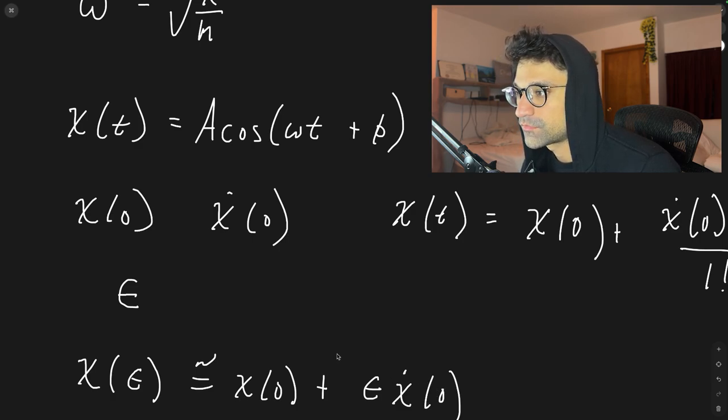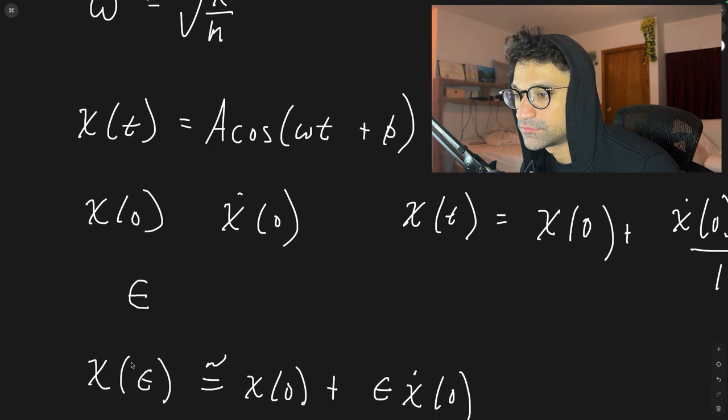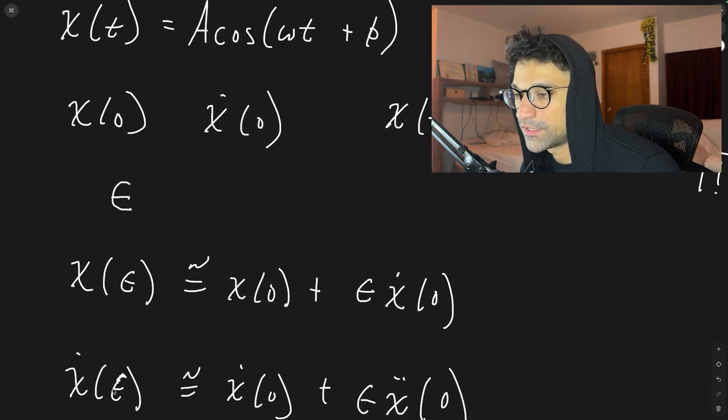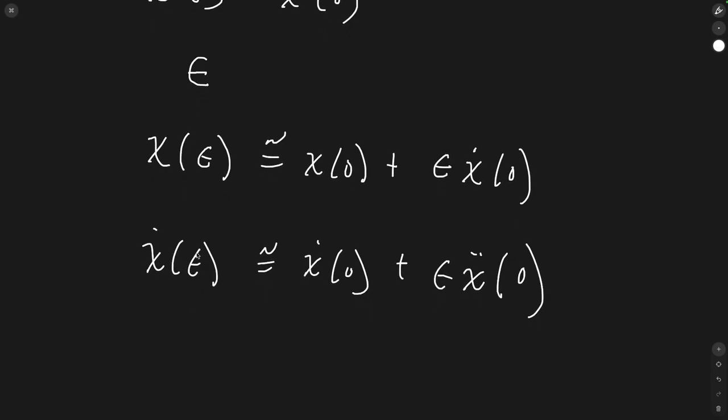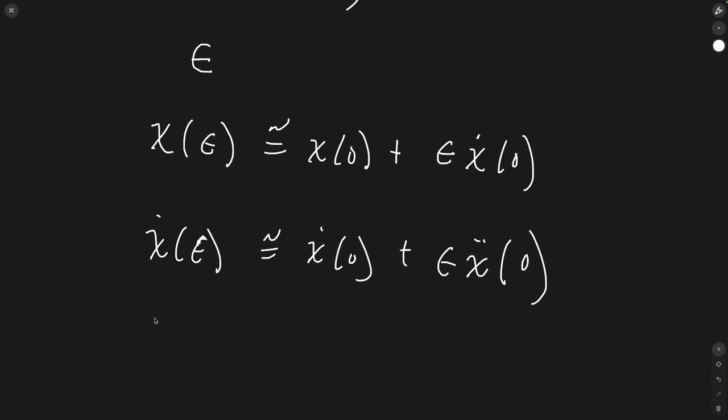And then, likewise, if we take the derivative of both sides of this equation, we get x dot at e is approximately equal to x dot at 0 plus e times x double dot at 0. Okay, now we have x of e and x dot of e. So we can get the next one, right? So now we can get like x of twice e. And that should be the previous one. So now we have an approximation.